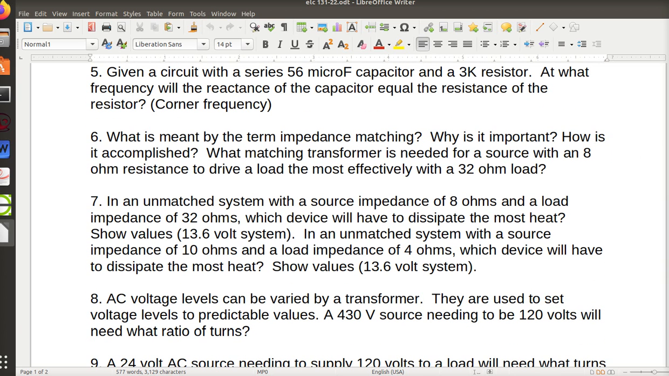Number 6, what is meant by the term impedance matching? Why is it important? How is it accomplished? So impedance matching, if you've got a radio in your car and you've got an amplifier and you've got speakers, you need to do something called impedance matching, because that will give you the most power out to your speakers, which would give you the biggest sound. Power is sound when it comes to speakers.